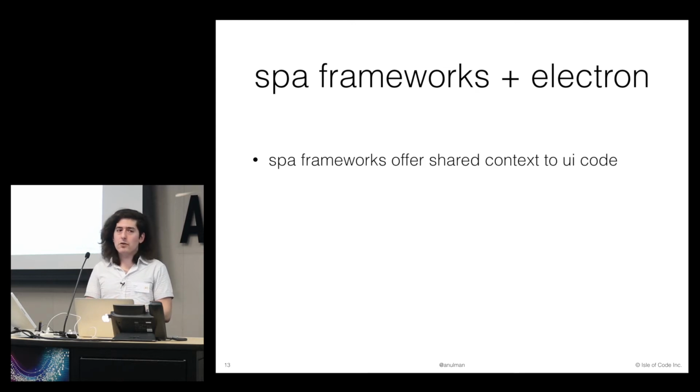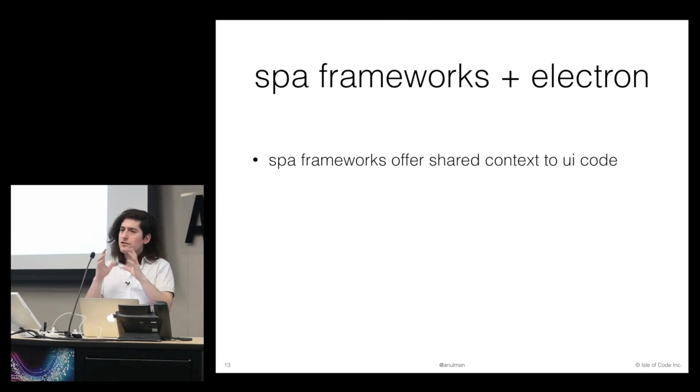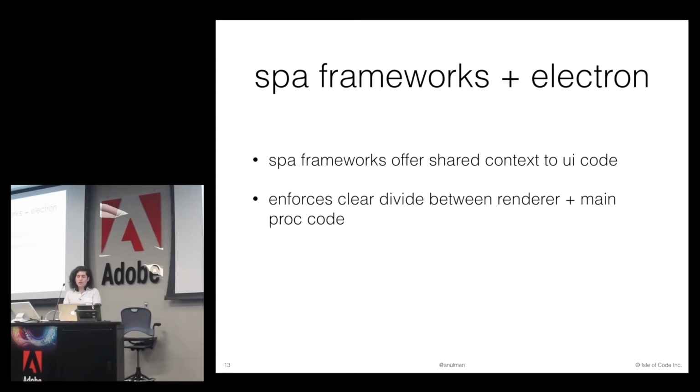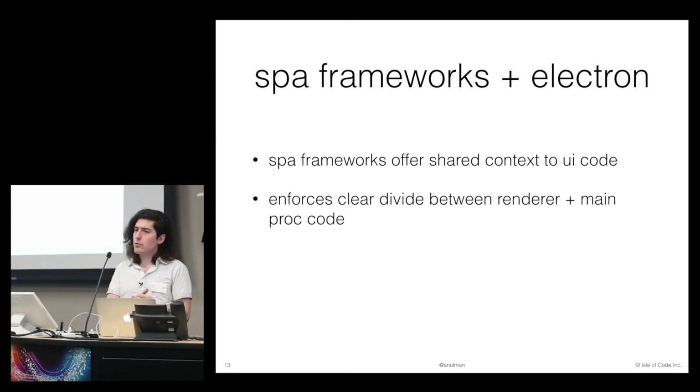Regardless of if you're using Ember, at least choose something like React or Angular or Vue. These offer shared context to your UI code, so it batches all of your UI code together with a strong set of community conventions that are already documented somewhere and that make it easier to bring someone onto the project. It also enforces a clear divide between the renderer work and the main process work because it's much easier to picture the Vue.js app or the Ember.js app separate from the Electron app if they are using separate frameworks under the hood.